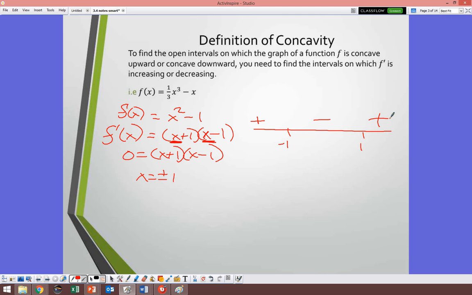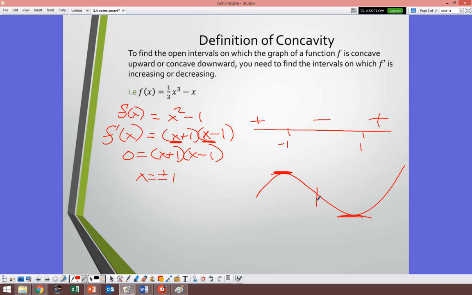So if I were to try and do a basic sketch, it would look something like a roller coaster. It's like a sine, but it's not going to be a sine, it's an x cubed. So I know that I have a maximum here and a minimum here. So somewhere in between there, it changes concavity.